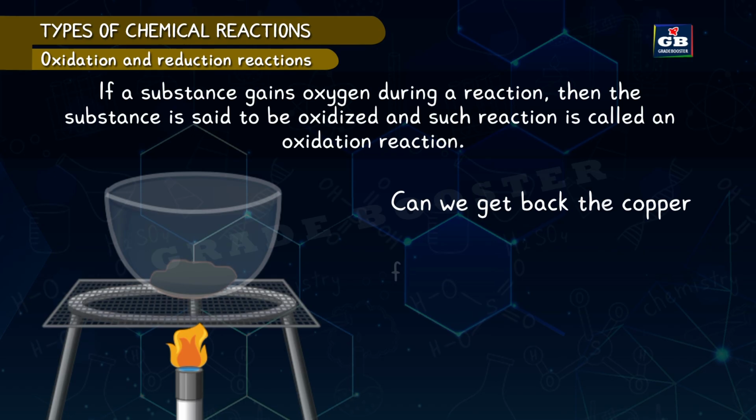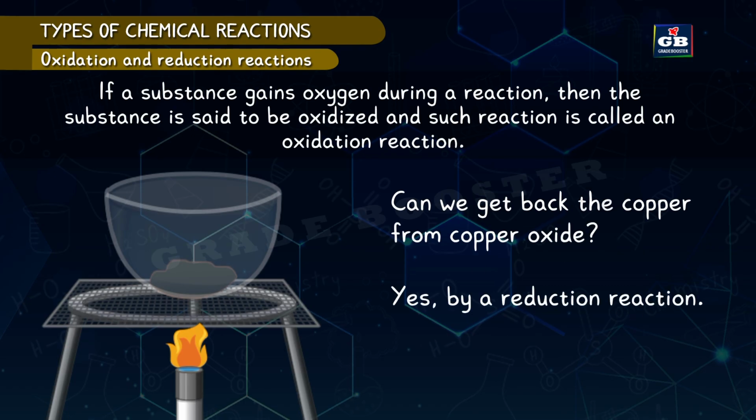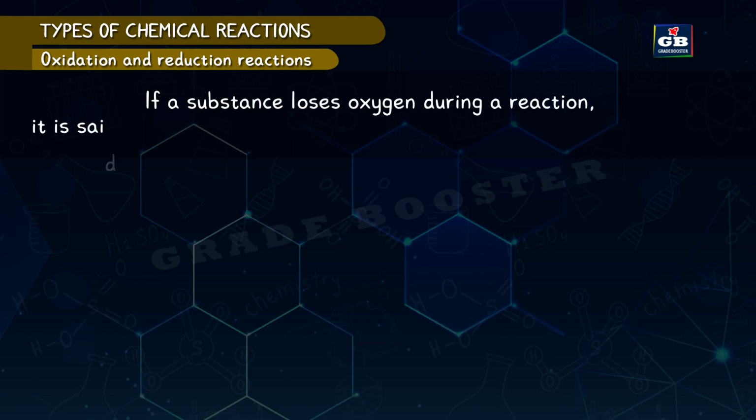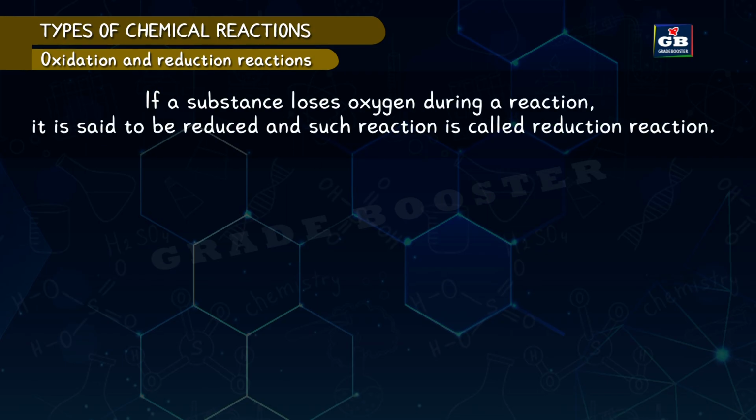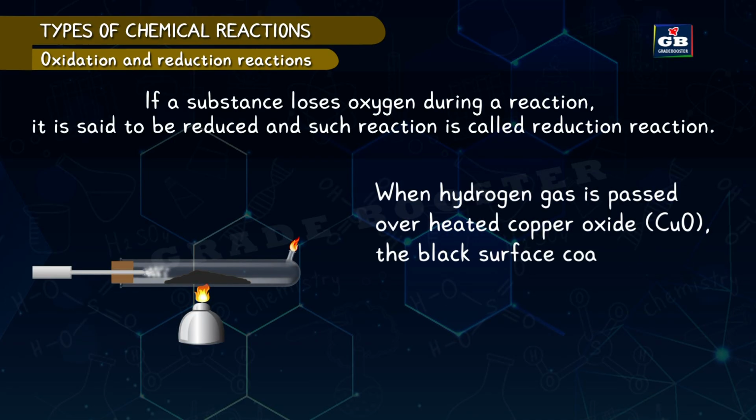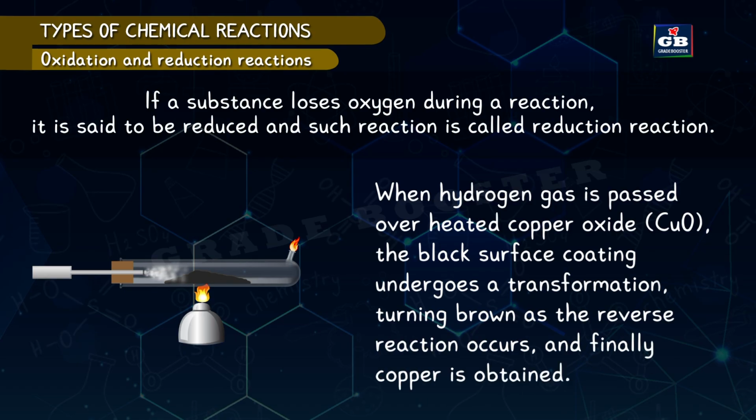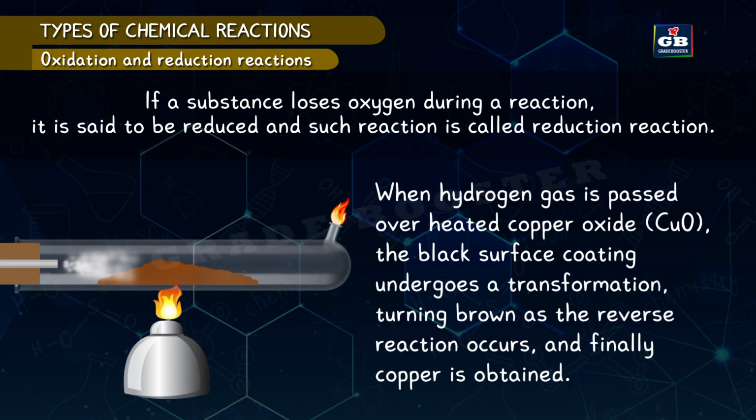Here, can we get back the copper from copper oxide? Yes, by a reduction reaction. If a substance loses oxygen during a reaction, it is said to be reduced and such reaction is called a reduction reaction. When hydrogen gas is passed over heated copper oxide, the black surface coating undergoes a transformation, turning brown as the reverse reaction occurs, and finally copper is obtained.